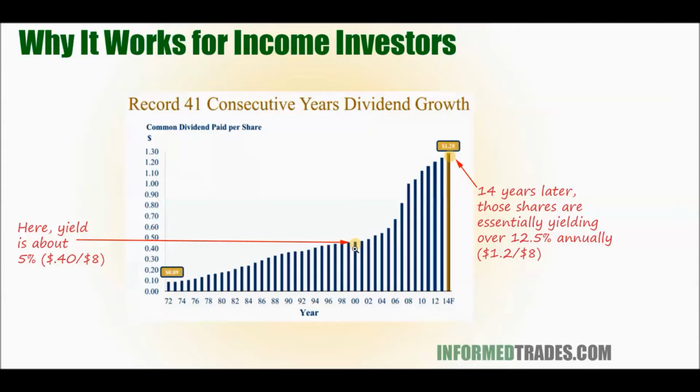Now, let's say you invested in 2000. At 2000, the share price was about $8 per share, and you're getting 40 cents annually per share. So roughly 40 cents divided by $8, we're looking at a 5% dividend yield. Let's say you bought a bunch of shares here, you're getting a 5% dividend yield. If you held on until 2014, those shares, which you still paid $8 for, are now giving you $1.28 per share in dividends. So really, the dividend yield is essentially 12.5%.